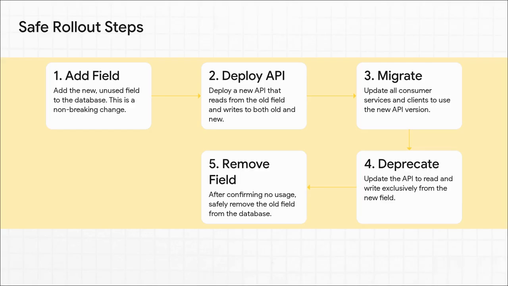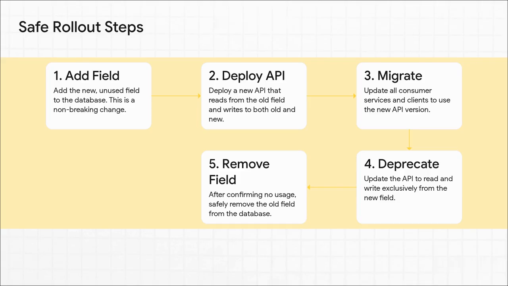Only after, and I mean only after, every single consumer has migrated over to the new API, do you move to step 4 and update the API to read only from the new field. And finally, when you've confirmed that nothing is touching that old field anymore, then and only then can you safely remove it. And what's the result of all this? Zero downtime, zero data loss.